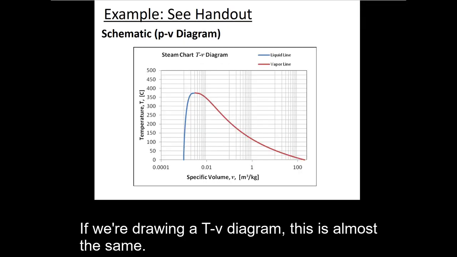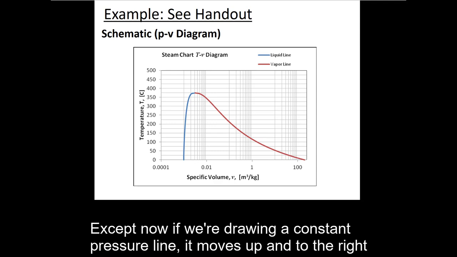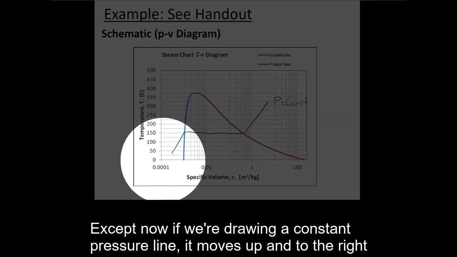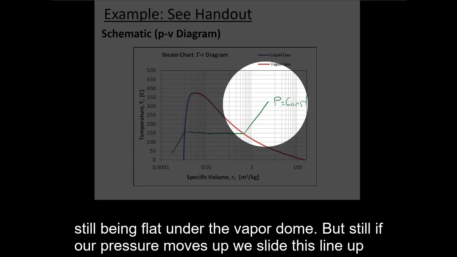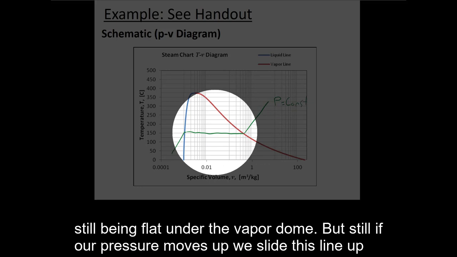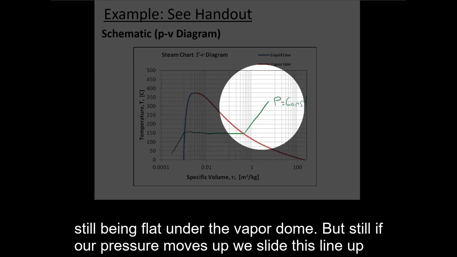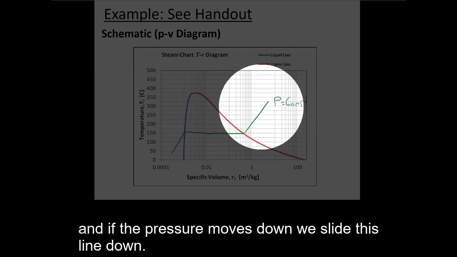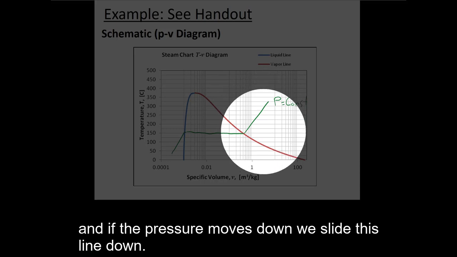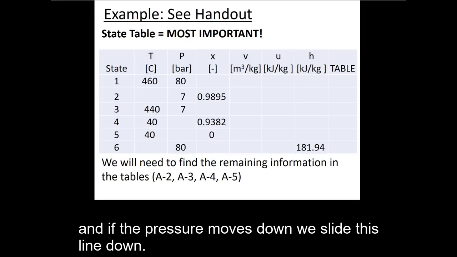If we're drawing a TV diagram, this is almost the same, except now if we're drawing a constant pressure line, it moves up and to the right, still being flat under the vapor dome. But still, if our pressure moves up, we slide this line up. And if our pressure moves down, we slide this line down.